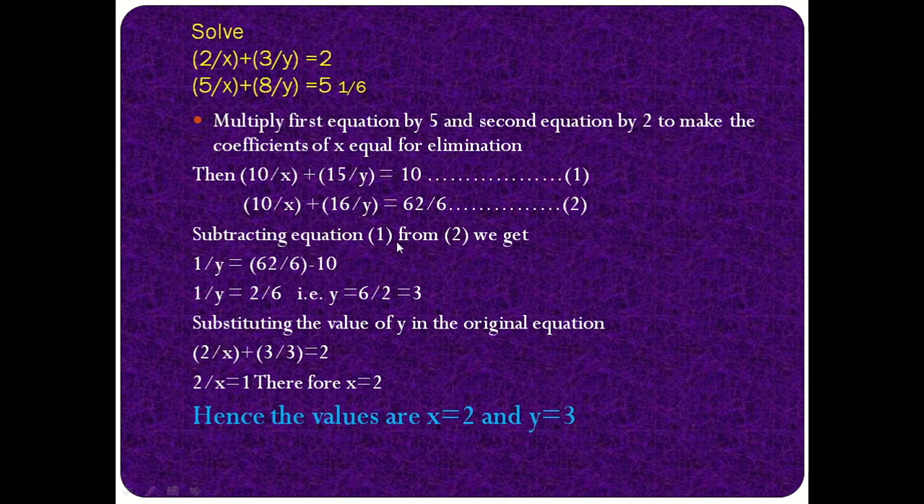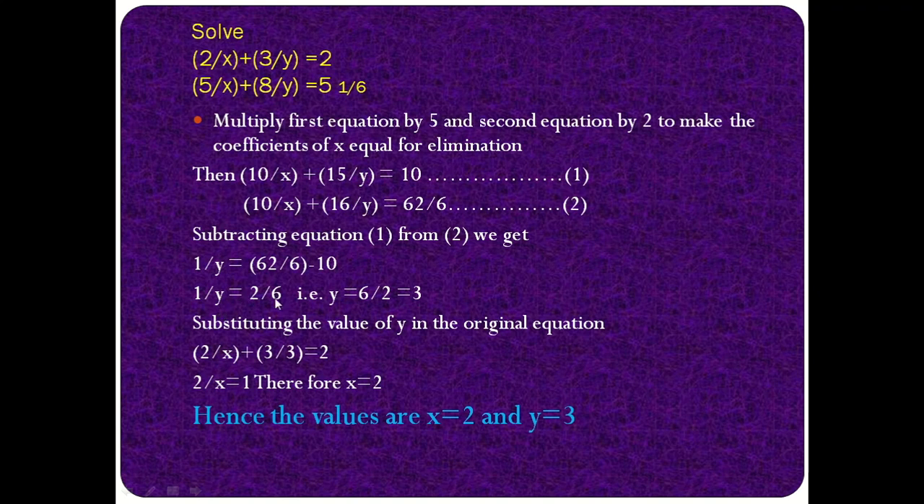So you are subtracting equation 1 from equation number 2. Then this will get cancelled. Then 16 by y minus 15 by y is equal to 1 by y. 62 by 6 minus 10 will become 62 minus 60 by 6, so that is equal to 2 by 6. So 1 by y is equal to 2 by 6. That is y is equal to 6 by 2, which is equal to 3.